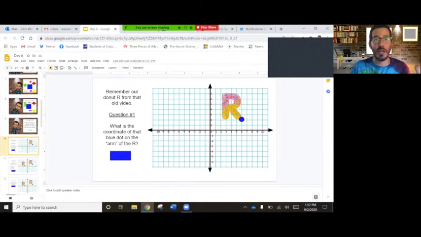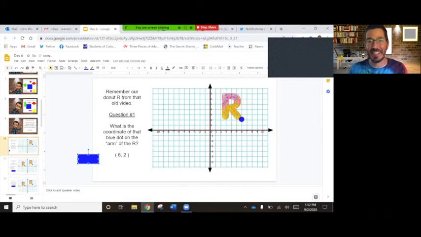So here's our first question. Remember our donut R from that old video. Question number 1, what is the coordinate of that blue dot on the arm of the R? If you said 6, 2, you're correct, because you go over 6 on the x-axis and up 2 on the y-axis. Excellent. All right, let's move on.